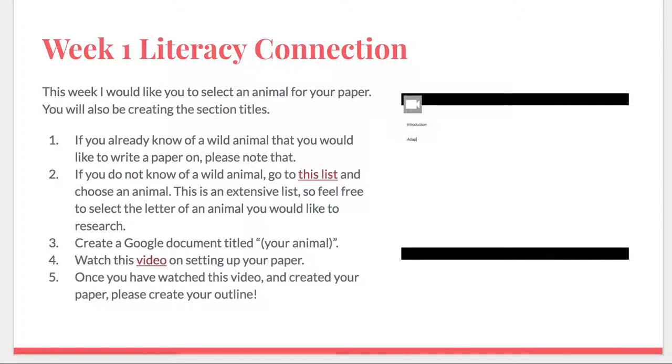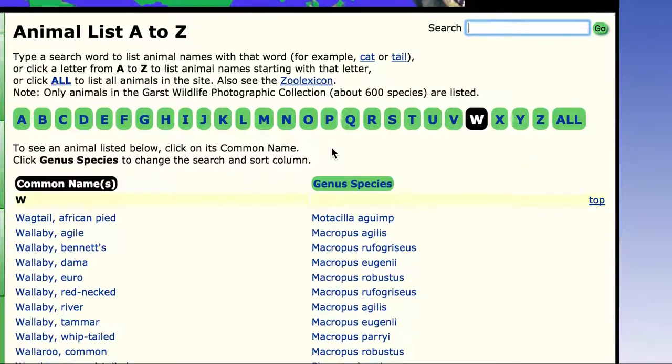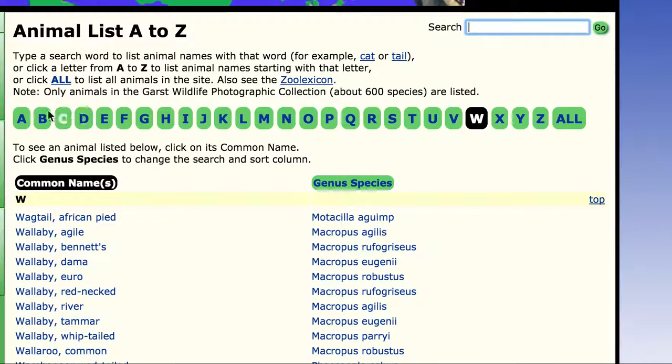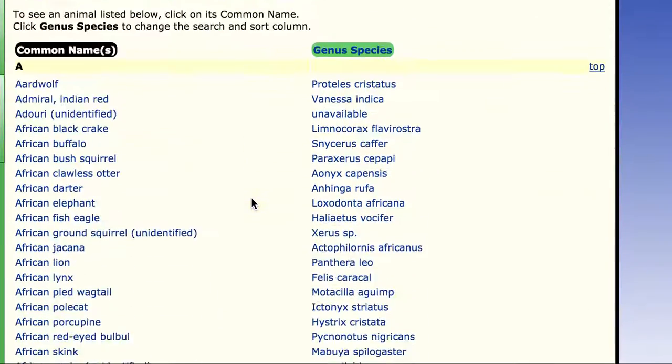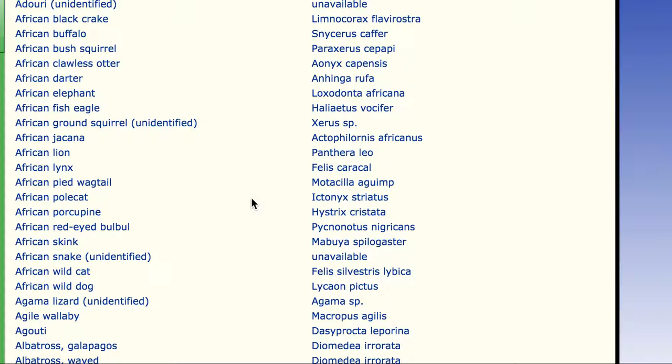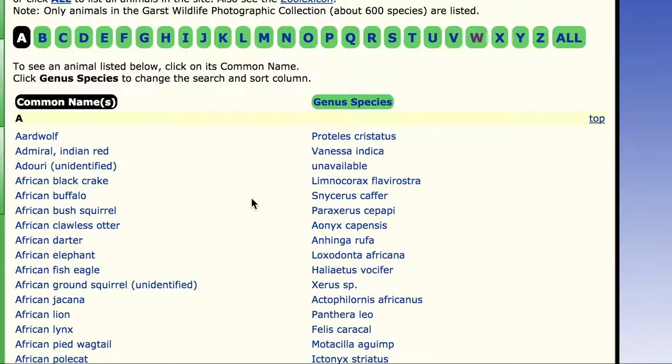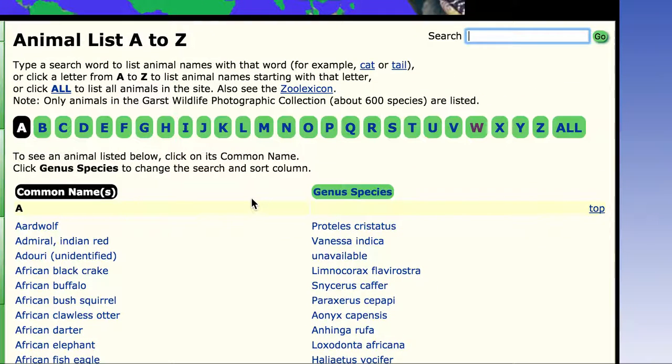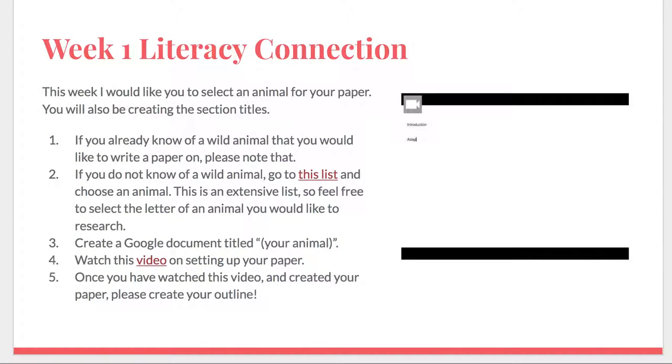For your literacy connection this week, and make sure that you really stay up to date on this, you are going to be starting that animal paper that I was telling you about. And really what you're doing is setting up the paper. So if you already have a wild animal that you would like to write a paper on, please remember that. If you don't, you can go to this list, and this is a list that looks like this of all different wild animals. And you can go to different letters and find a specific animal that you want. Remember, as you're looking, try to choose something that you've heard of, because that means there's probably going to be more factual information on it throughout the unit.